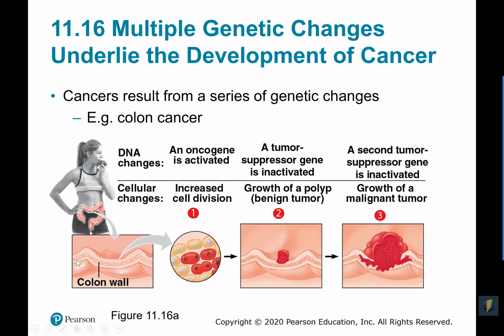So here we are looking at the wall of the colon, the large intestine. One of those oncogenes gets activated, and so the cell starts to divide. That then leads to one of those tumor suppressor genes turning off, and so now we're getting even further division. We might get a polyp, a benign tumor, but then you might get a second tumor suppressor gene being turned off, and now you've got really unchecked growth, and now you have a malignant tumor.